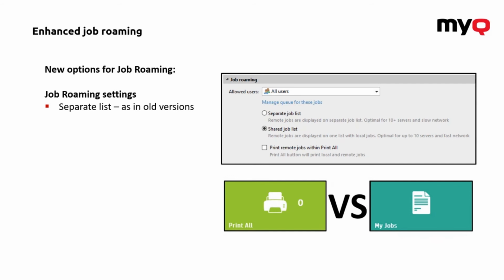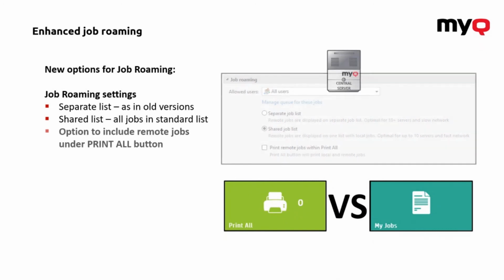So to get to the distant jobs, you have to go to the My Jobs job roaming tab and download them. While there's also a new option that it can be part of a shared list. So that way, all the jobs will be displayed together with the local jobs in one menu. So if you go to My Jobs, you will not have to click on a job roaming tab, but you will have all the jobs listed as one menu. And the most important highlight of this version also is that you can include the remote jobs as a part of the print all option.